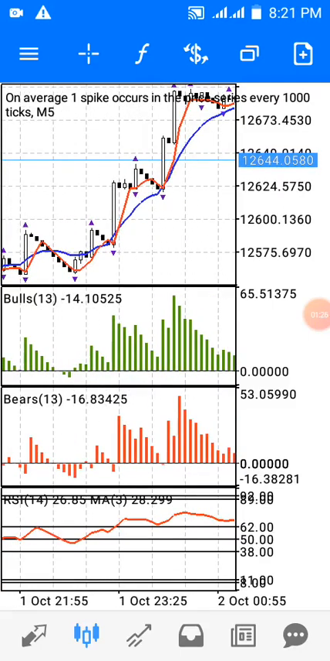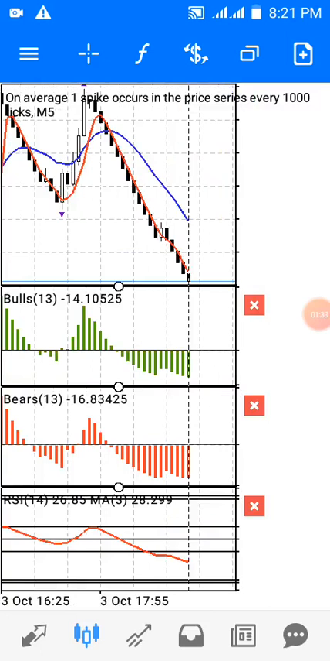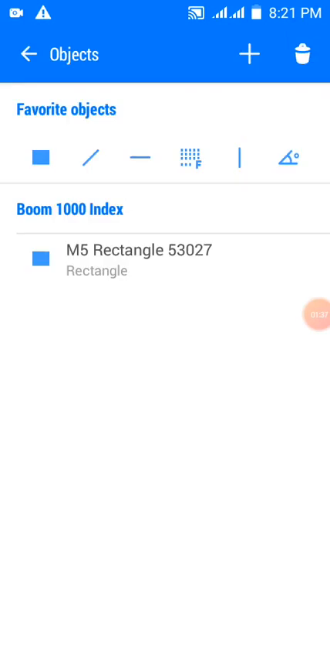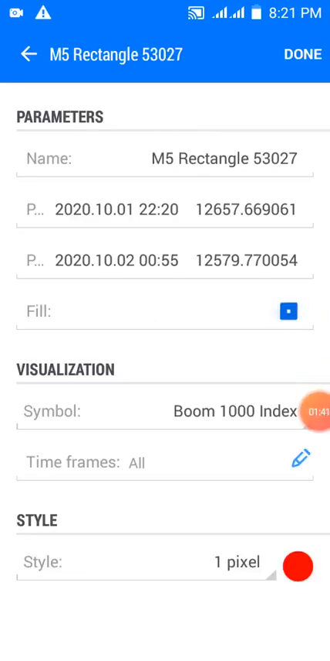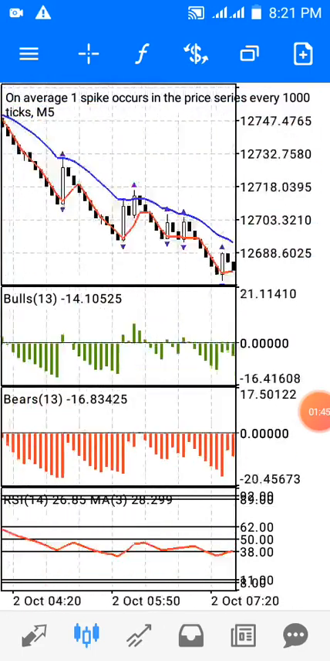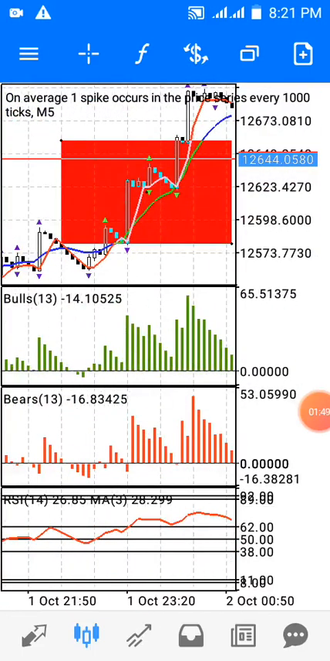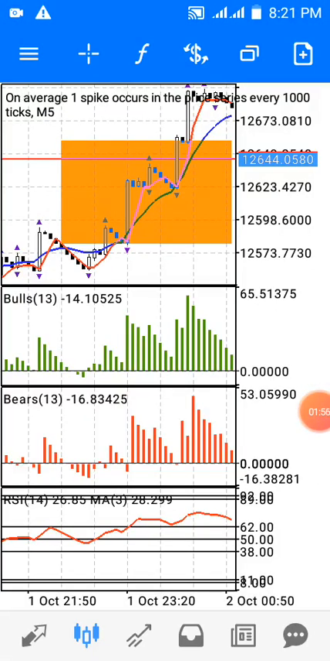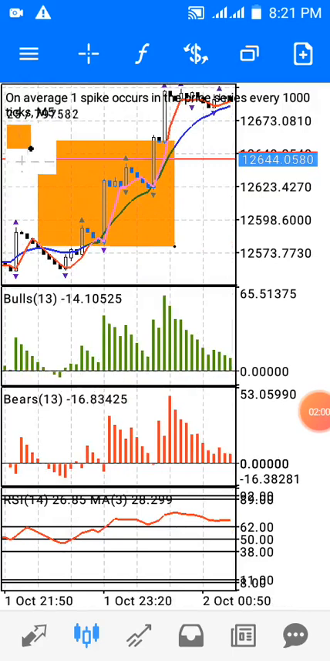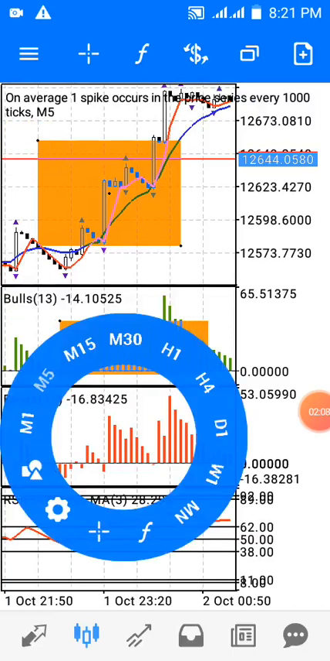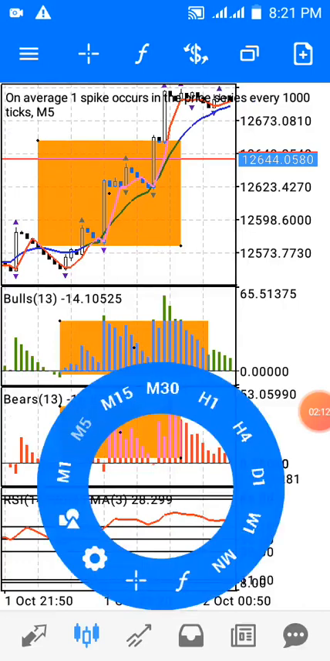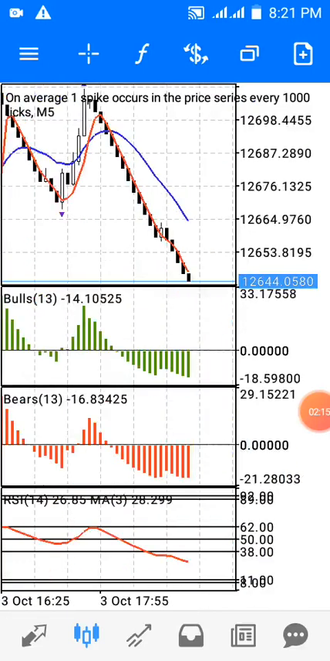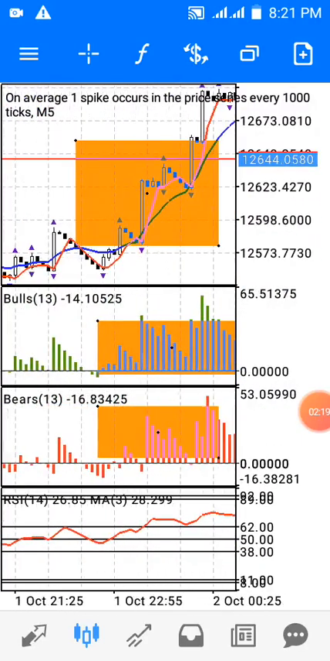Now, I have 4 windows this time around. I have the main window, this is my main chart. I need to change the properties of the chart, let me change it to orange color. Okay, this is my main chart. This is indicator window 1, this is indicator window 2, while this is indicator window 3.